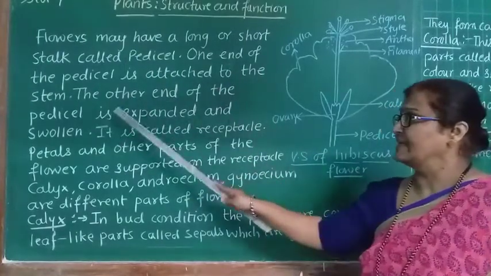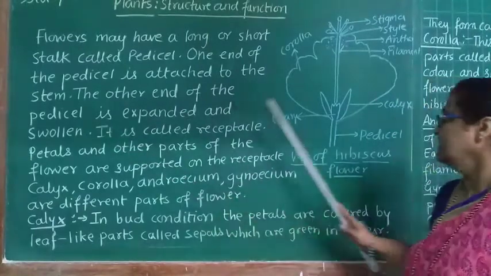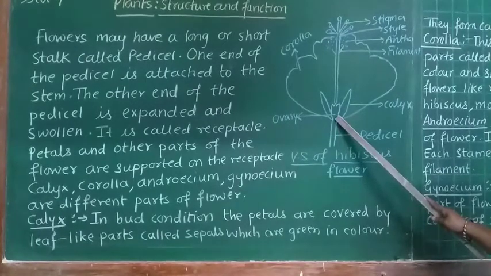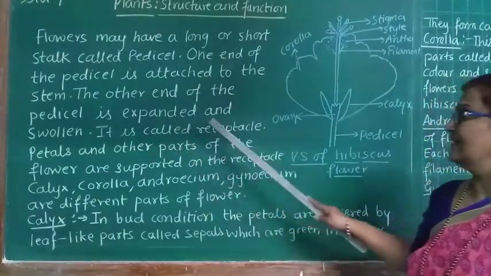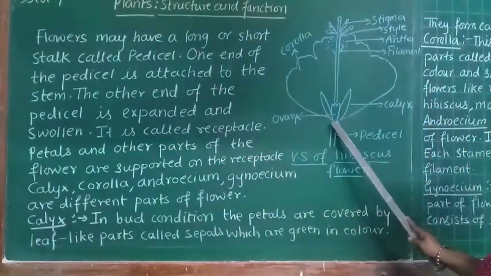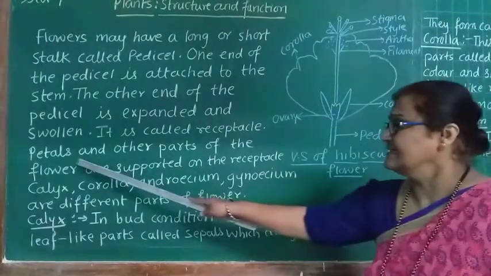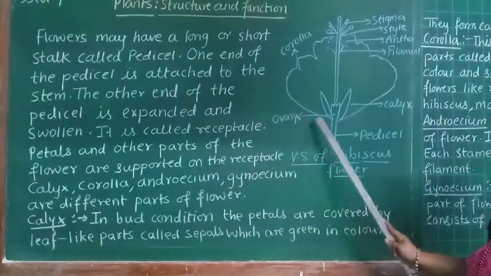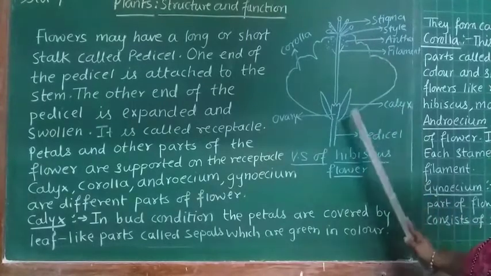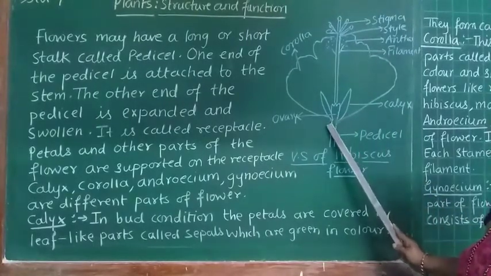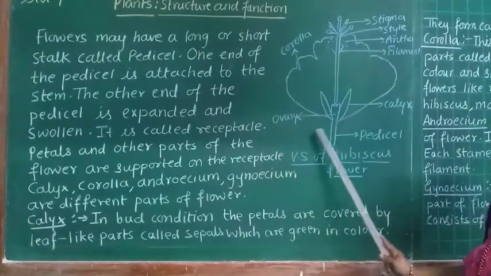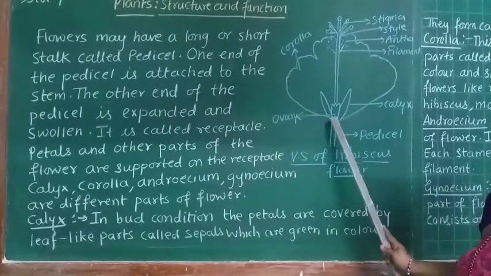The other end of the pedicel is expanded and swollen. Now see here, the other end, whichever you see, is expanded, or you can say swollen. It is called a receptacle. Then see, the petals and other parts of the flower are supported on the receptacle. That means the receptacle acts as a stage for these parts.